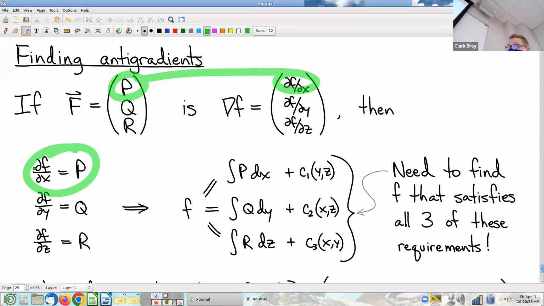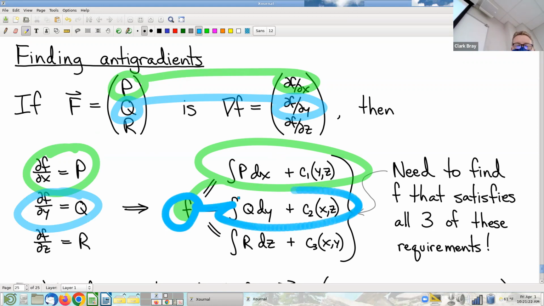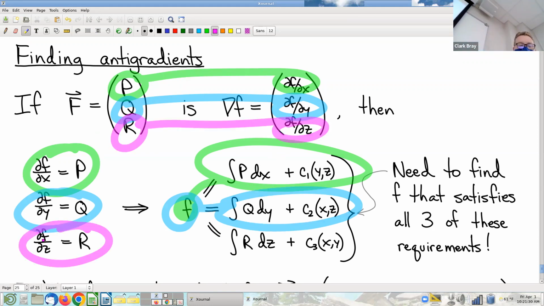Which, by the way, means, I'm going to restate this statement just slightly, sort of grammatically backwards, if you will. That means that this function f that I'm trying to find is the x antipartial of that first component P. Then likewise for the other components: Q is the y partial, and therefore the function that I'm trying to find is the y antipartial of Q. And then likewise for z, R being the z partial means the function I'm looking for is the z antipartial of R.